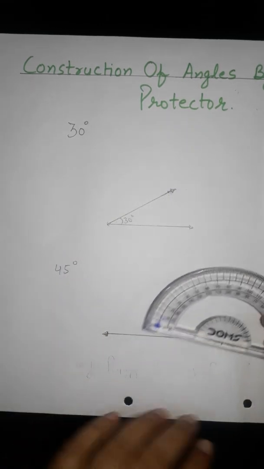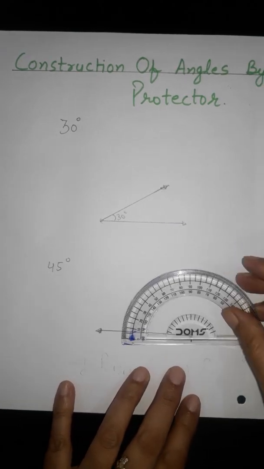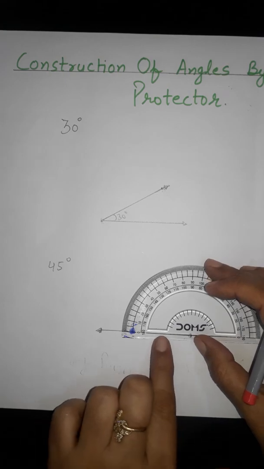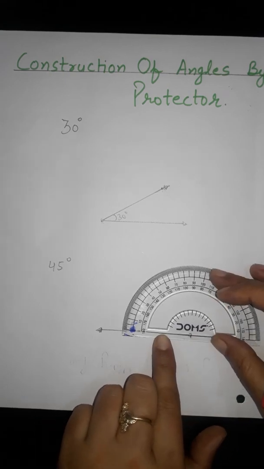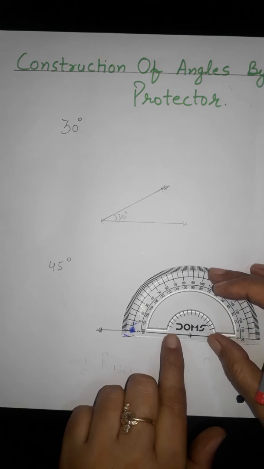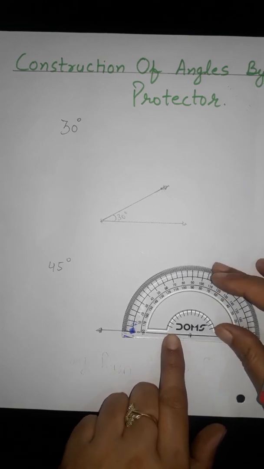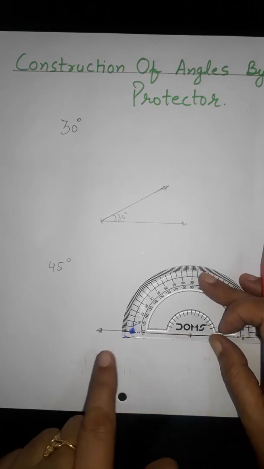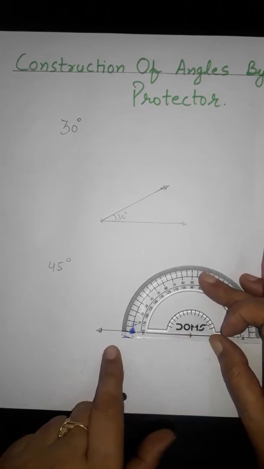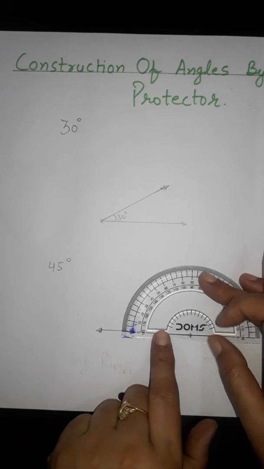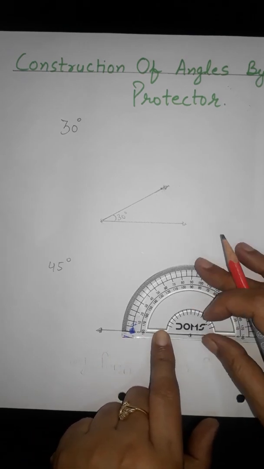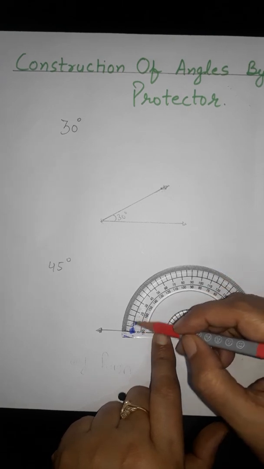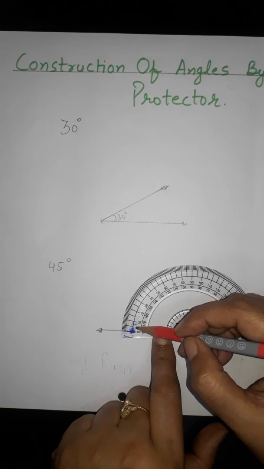Set the center of the protractor at the end point of the ray and coincide the ray with the base line of the protractor. Now observe where 0 is lying on the ray you have drawn. We have drawn this ray and 0 is lying on the upper scale. So we will observe the upper scale and mark against 45 degree.